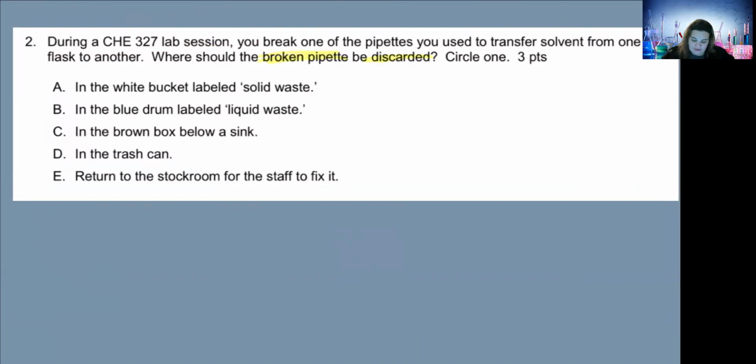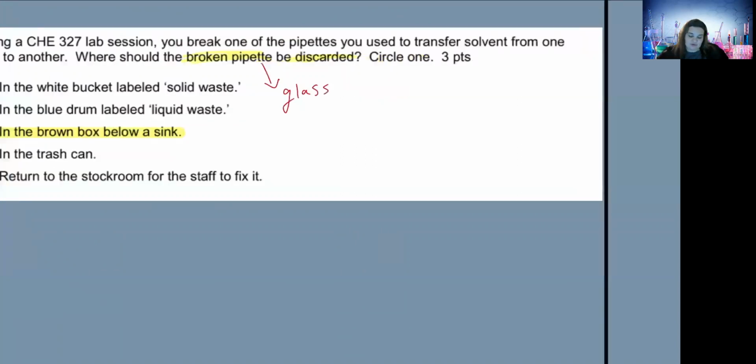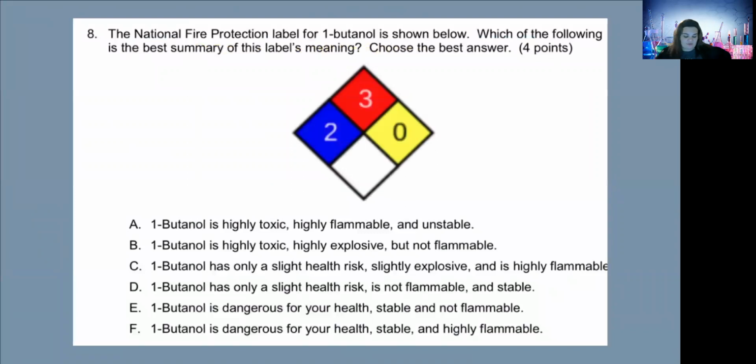So we have a broken pipette, and if you remember, pipettes are glass, right? So with the pipette, you're going to want to put it in the brown box below the sink. So here you should have chosen C for the correct answer. Okay. All right, let's go ahead and do the next question. So go ahead, pause, and then we'll run through it together.